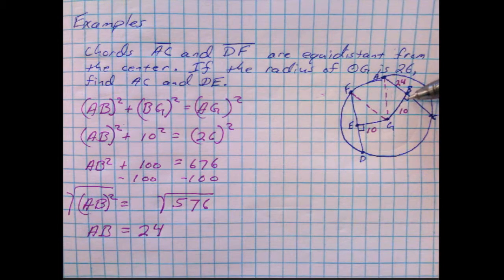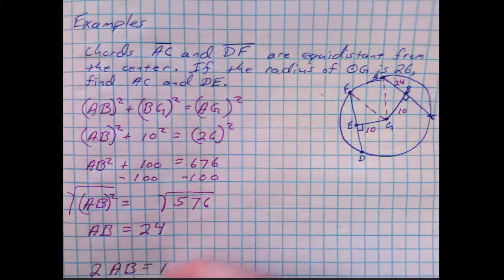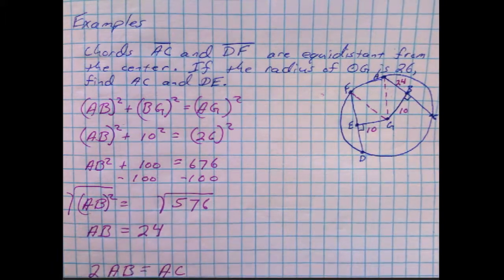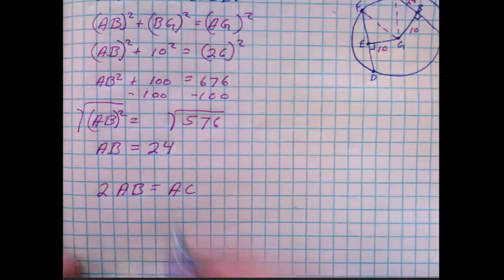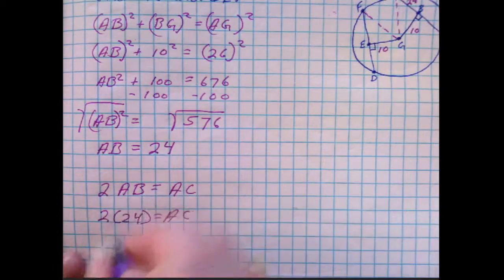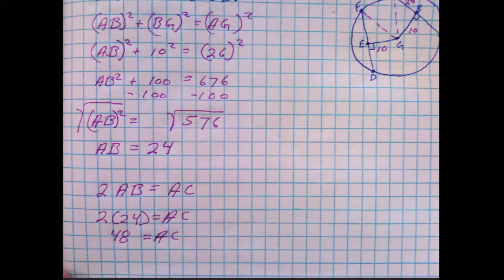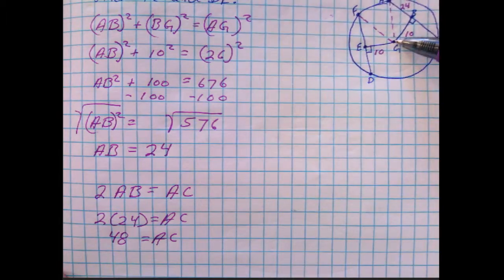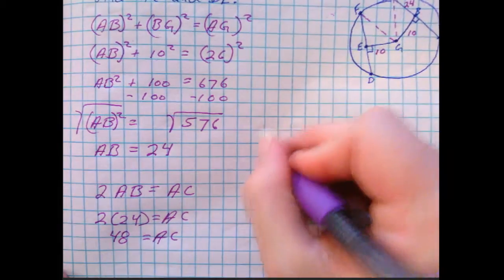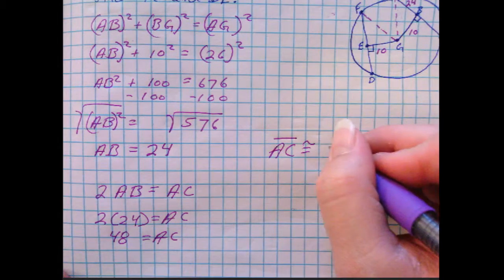We know since this is perpendicular that AB is half of the whole thing. So 2AB equals AC. We found AB to be 24. So 2 times 24 equals AC. So 48 equals AC. We know since these chords are equidistant from the center that AC is congruent to FD.